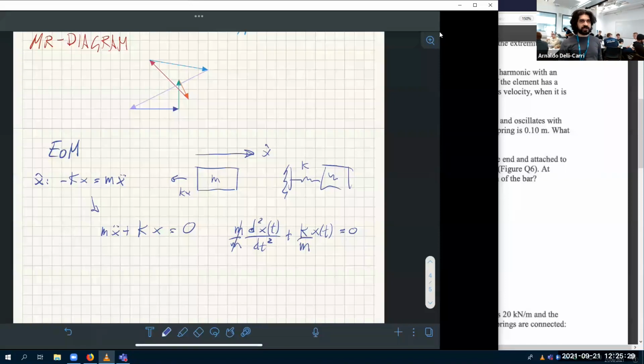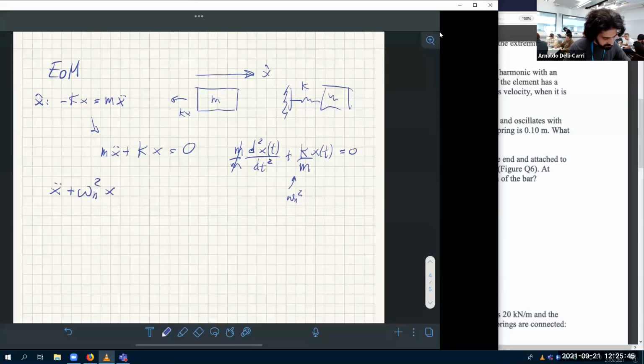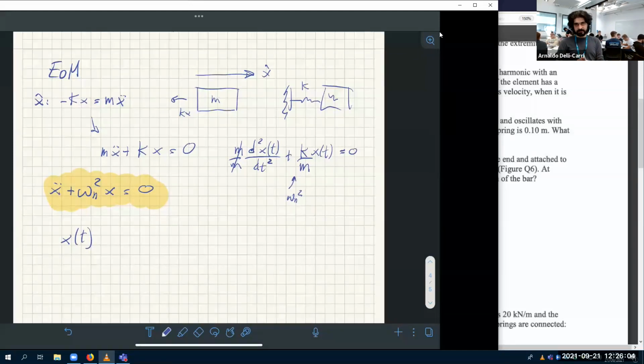So this equation here, if we call this thing omega n squared for reasons that will be known now, the equation that I'm solving is x double dot plus omega n squared x equals 0. And this equation here has a solution of x of t. So, the difference between algebraic equations and differential equations: the solution to algebraic equations are numbers. The solution to differential equations are functions. So the solution of this is a function of time.